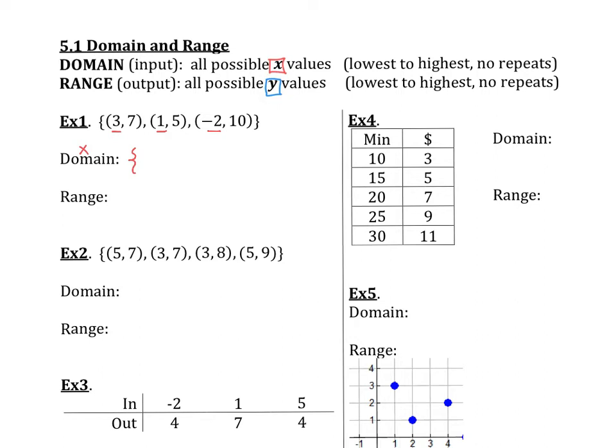So the lowest x value is -2. The next lowest one is 1. The next lowest is 3. Okay, and then I close it with the curly bracket. There are no repeated numbers in this list, so this is a good list.